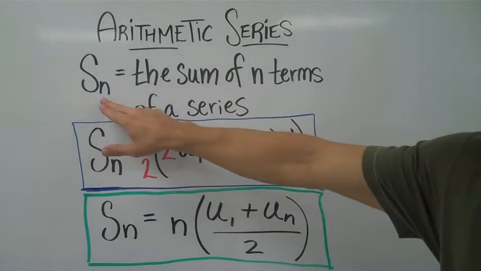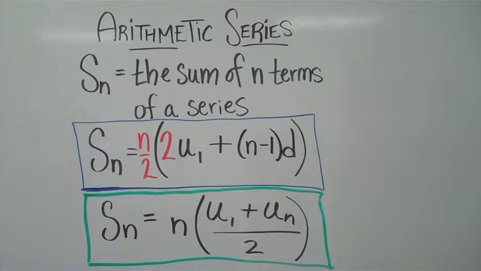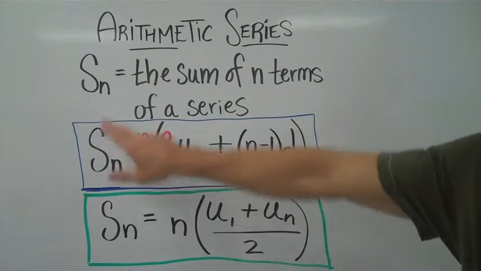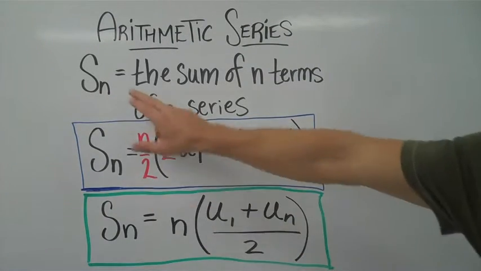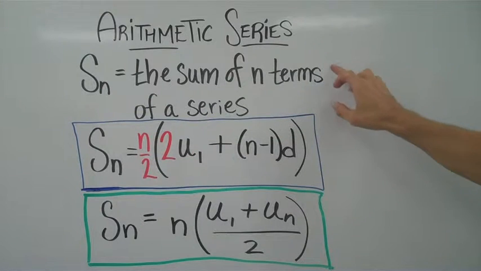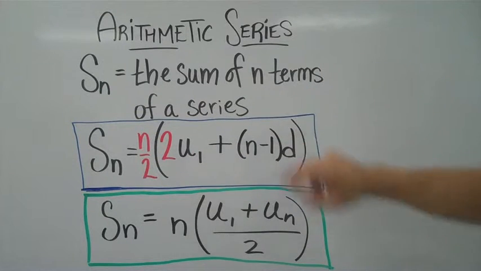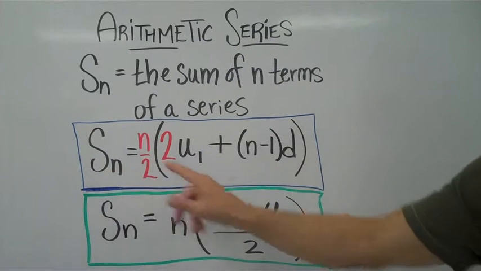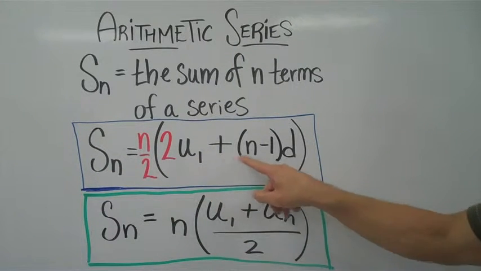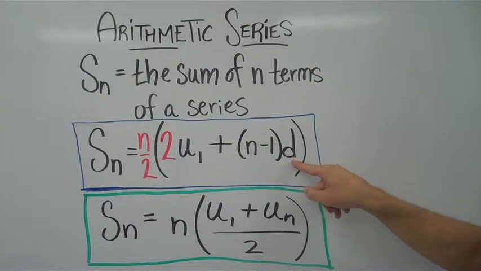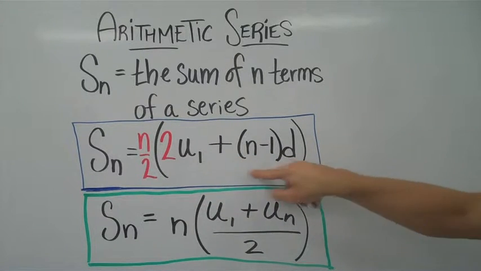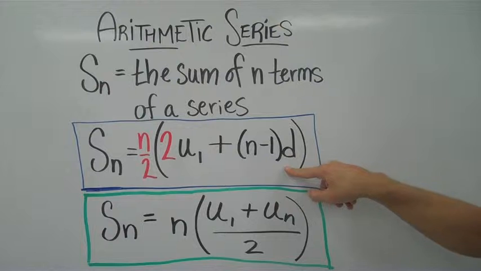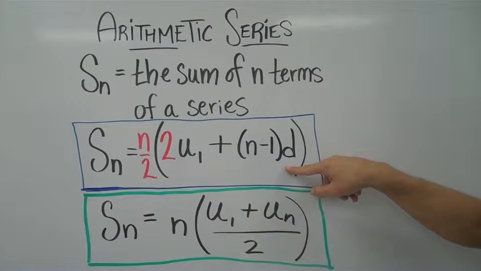So we want to define how many terms we want to add up. We might want to add up 10 terms, or 20 terms, or something. So Sn is the sum of n terms of the series. How do we find Sn? Here in black we have u1 plus the quantity n minus 1 times d. That's just the formula for finding the nth term of the arithmetic sequence.